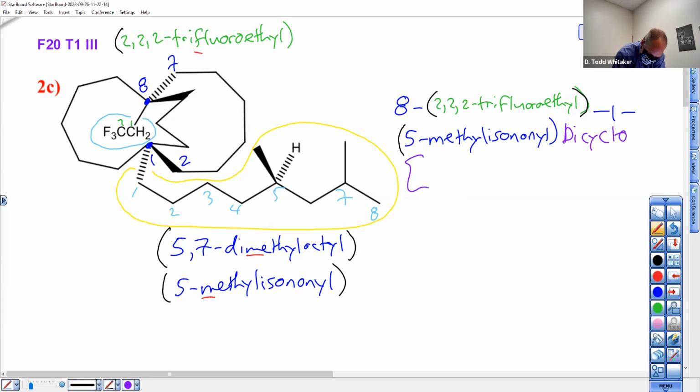And what are the numbers? Between 1 and 8, without counting 1 and 8, a bridge size 6. I believe to the left it's a bridge size 5. And in the middle it's a 4. Careful. Wait, it might be a 3. 1, 2, 3. You're correct. Sorry about that. I don't know why I thought that might be a 4. It's a 3. And 6 plus 5 plus 3 is 14 plus 2 is 16, correct? Hexadec.